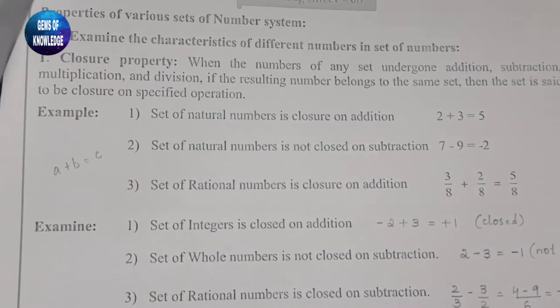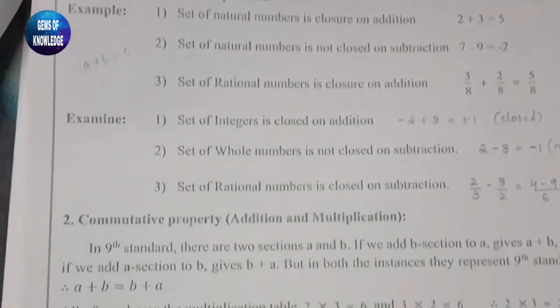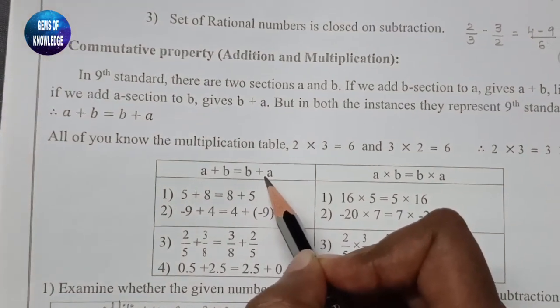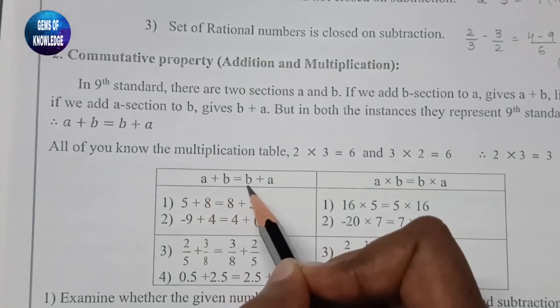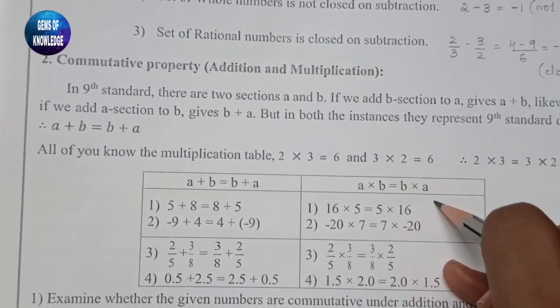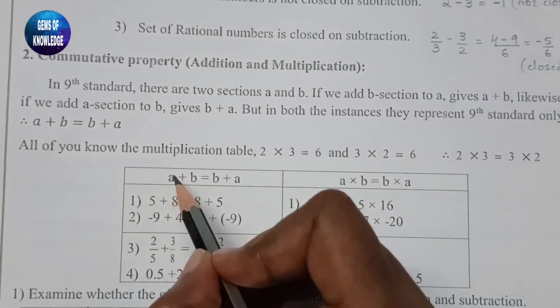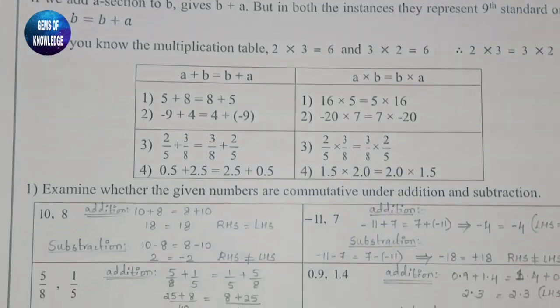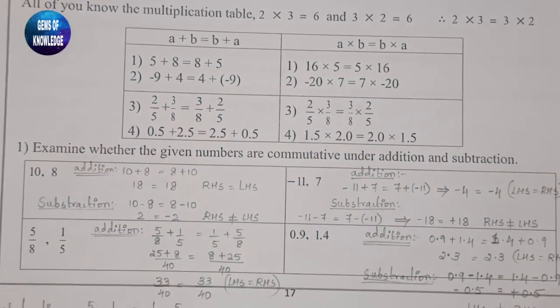Okay, this was about the first property, that is the closure property. Next, coming to the commutative property, this is the general formula of the commutative property: A plus B is equal to B plus A, or A into B is equal to B into A. This is in case of addition, and this is in case of multiplication. Let us examine the questions given below.